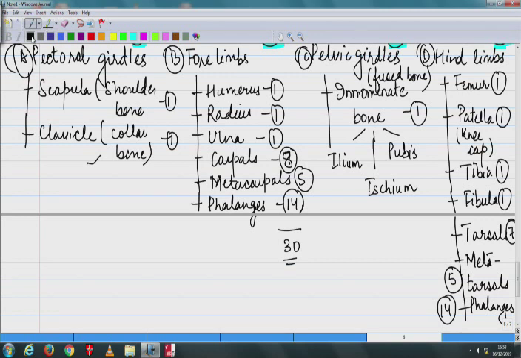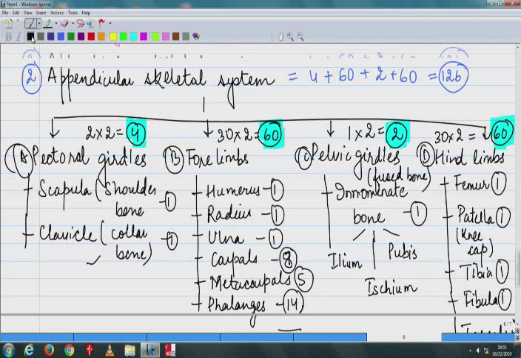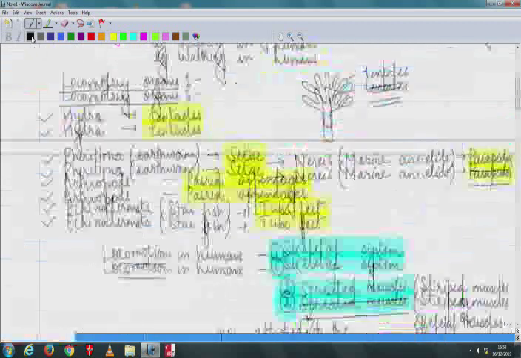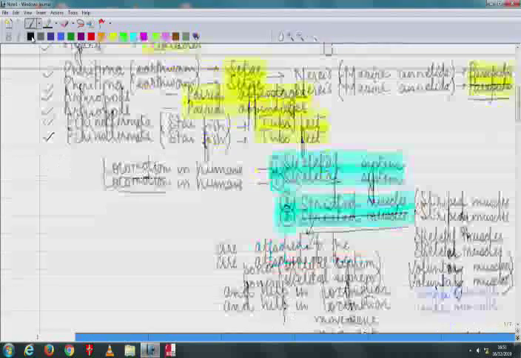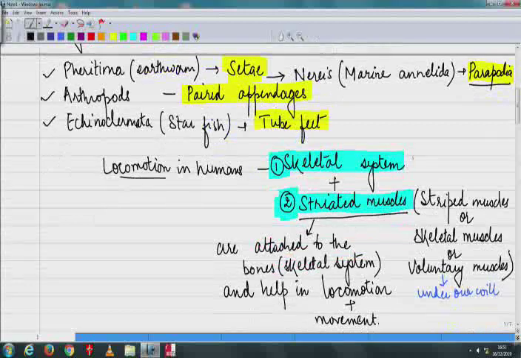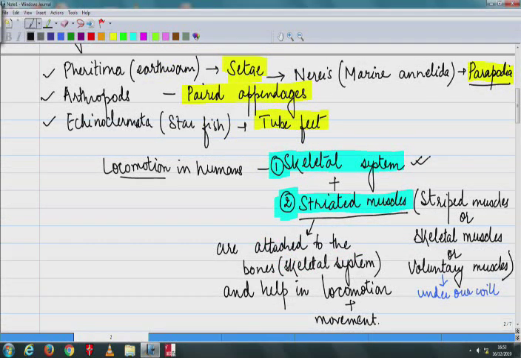So we completed one whole section of locomotion and movement, that is the skeletal part. We are done with the skeletal part. This whole section is completed. In the next section, we will see how the movement takes place. That is how I am able to write, how I am able to hold the pen, how I am able to move my hand. That whole thing will be the structure of these striated muscles. We will see it in the next class.